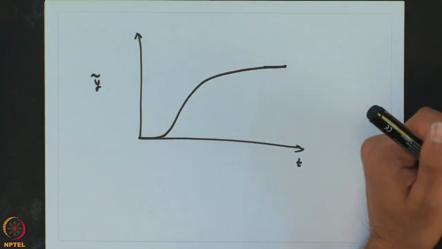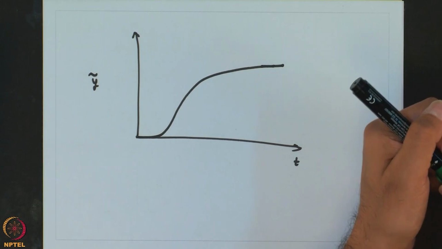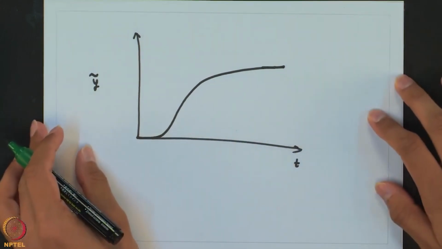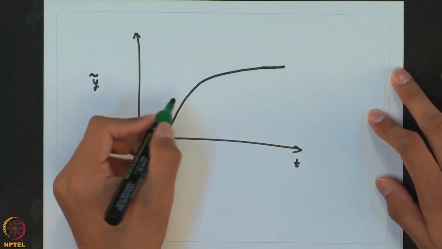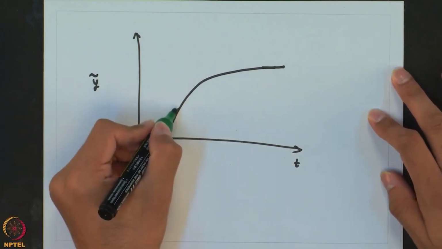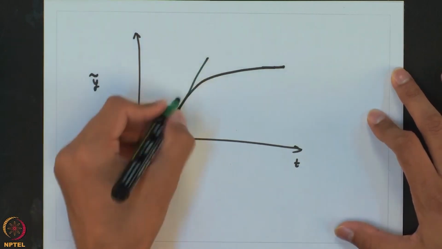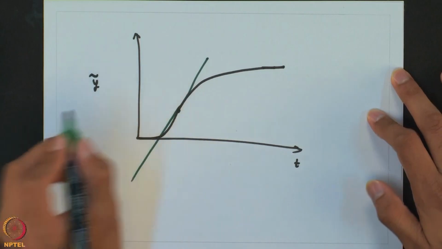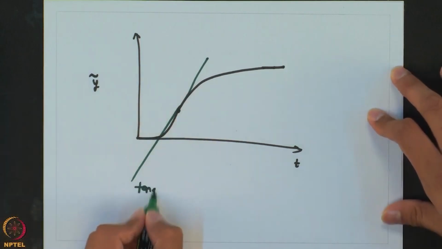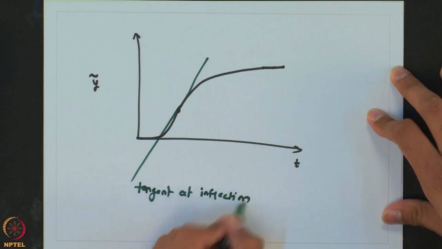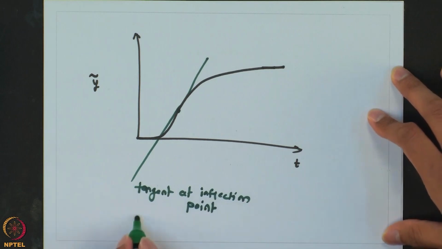So in order to get tau, what we do is we take the slope of this sigmoidal response at the inflection point. So we draw a tangent at the inflection point, which is somewhere here. Let us say that tangent looks like this. So this is the tangent at the inflection point, and let us say its slope is equal to s.